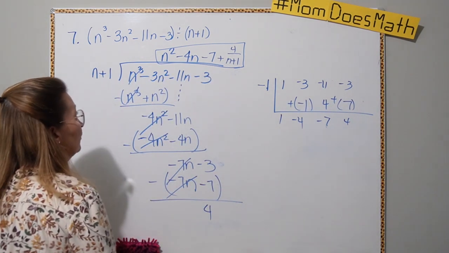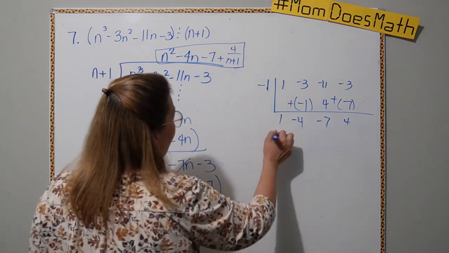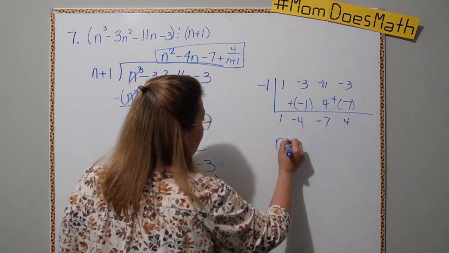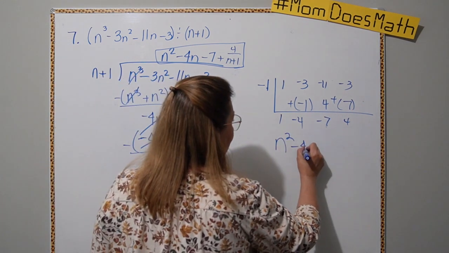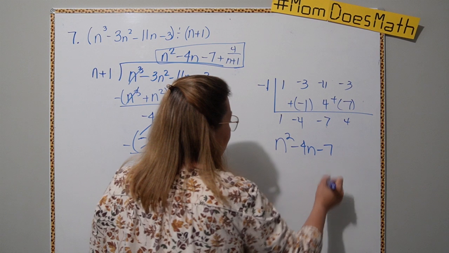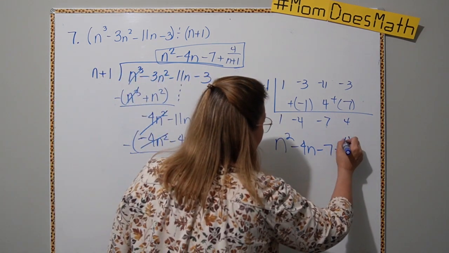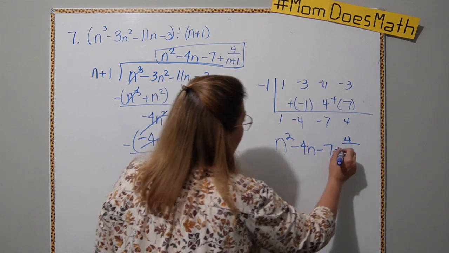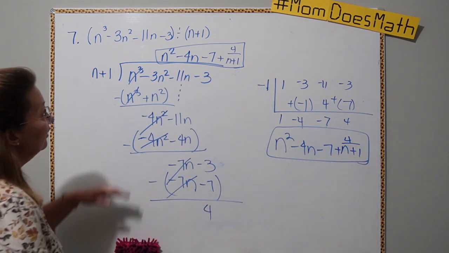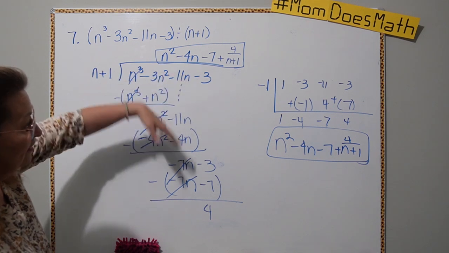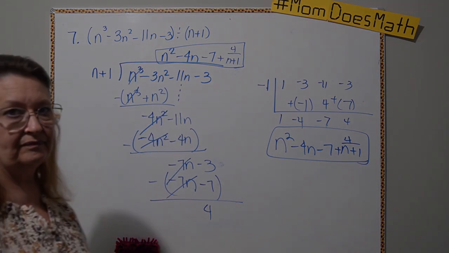Now to convert, look at your highest exponent and go back 1. So we're going to start with, this is the coefficient of n squared, and then just work your way down. So that means this is 4n, 7 is your constant term, and this is your remainder, 4 over n plus 1. Okay, so let's compare, and you see we got the same answers. This had a whole lot more work though.